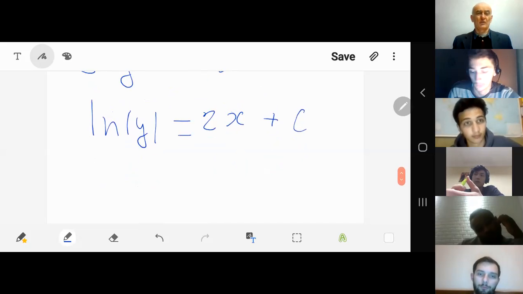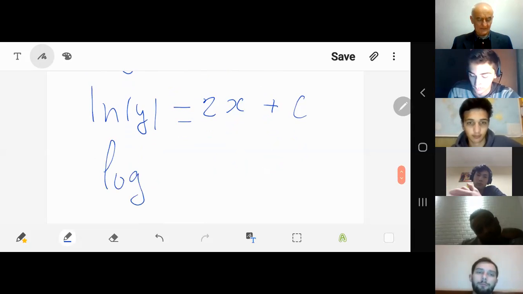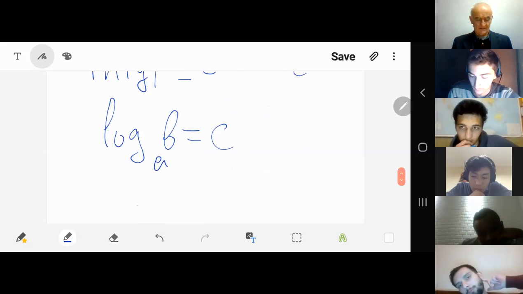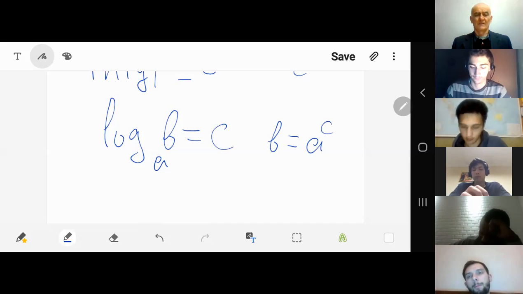Now let's recall the property of logarithm. When we have logarithm with base e of b equals c, it's b equals e to power c. Or e to power c, it's b.